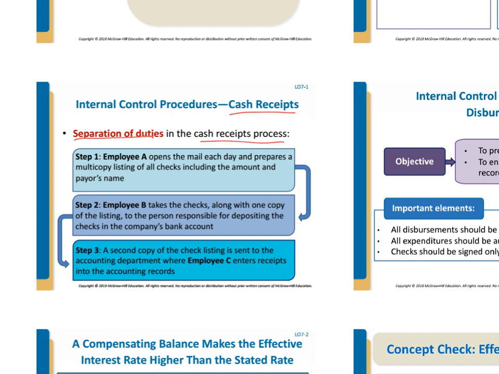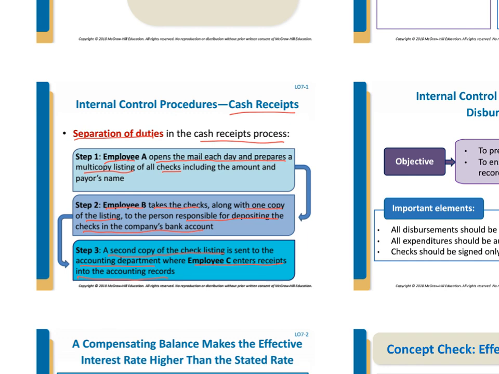For instance, if we establish internal control using 3 different employees, we could say employee A opens up mail each day and prepares a multi-copy listing of all the checks received. Step 2 would be a different employee, employee B, takes the checks along with 1 copy of the listing to the person responsible for depositing the checks in the company's bank account. Step 3 would be a second copy of the check listing is sent to the accounting department where employee C enters the cash receipts to the accounting records.